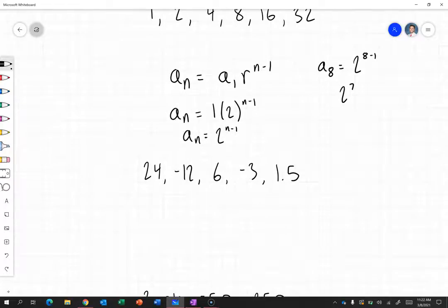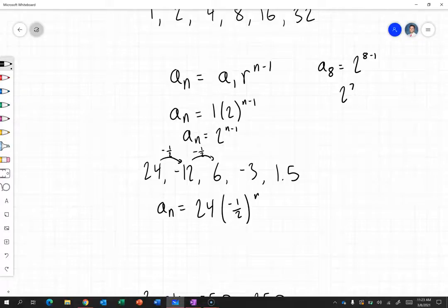We have 24, negative 12, 6, negative 3, 1.5. So again, a sub n, our nth term will be equal to our first term times the common ratio to the power of n minus 1. So our first term is 24. And our common ratio here, right, is negative 1/2, or negative 0.5. So in parentheses, we'll have negative 1/2 to the power of n minus 1.